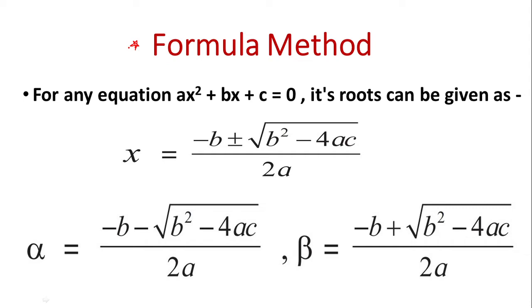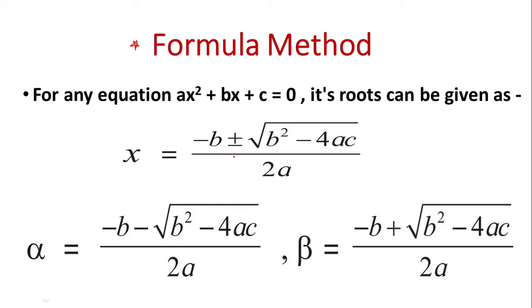As we all know, the standard form of any quadratic equation is ax square plus bx plus c equals 0. And for any quadratic equation, we can get its roots as x equals minus b plus or minus under root b square minus 4ac upon 2a. This is the formula for finding the roots of a quadratic equation. As we all know, every quadratic equation has two roots. So, here it is minus b plus or minus.